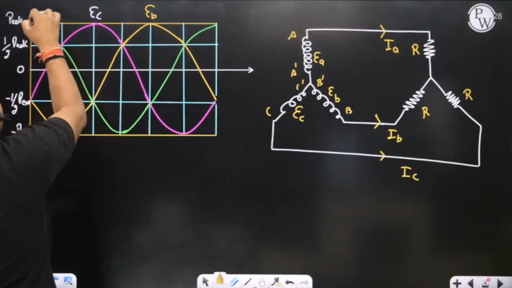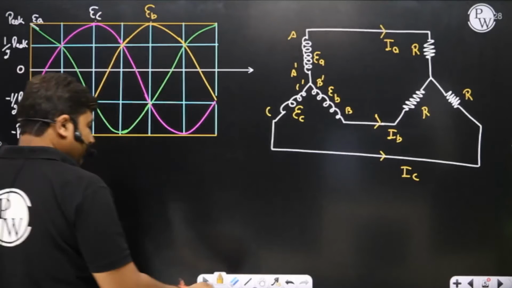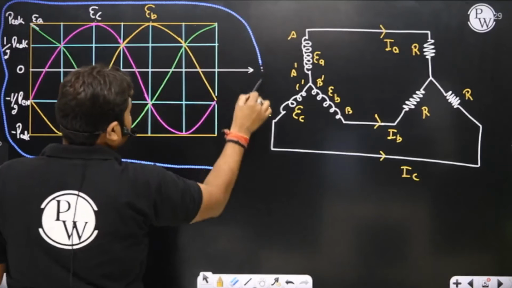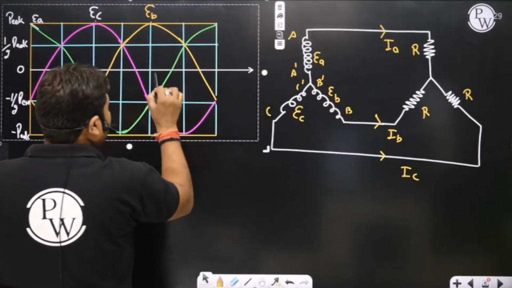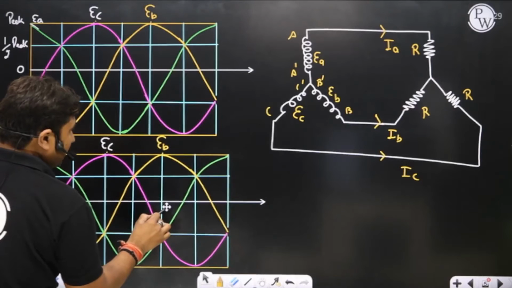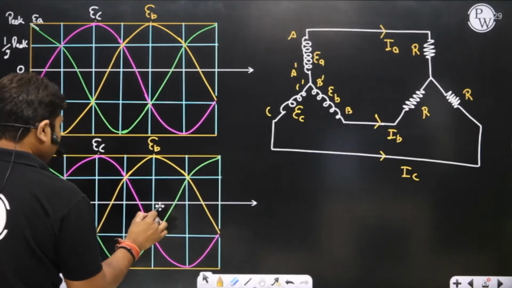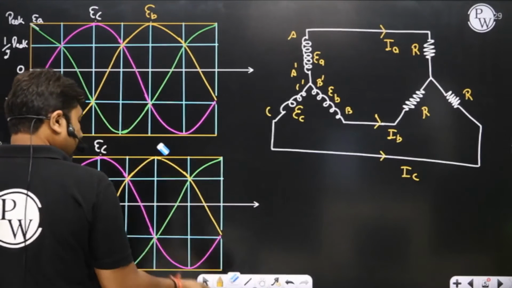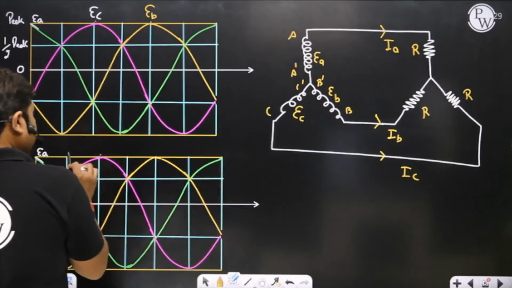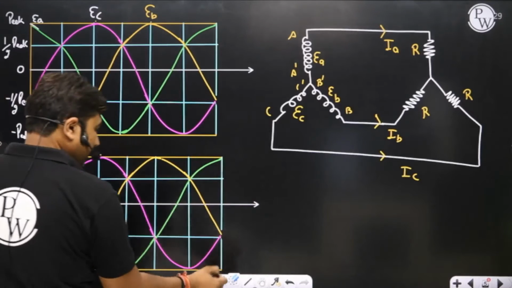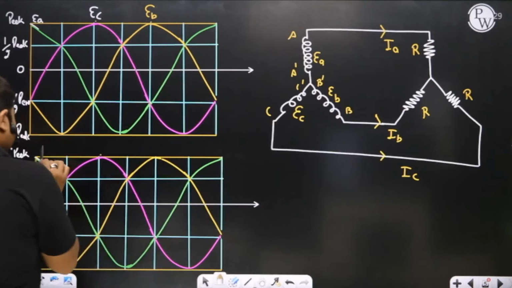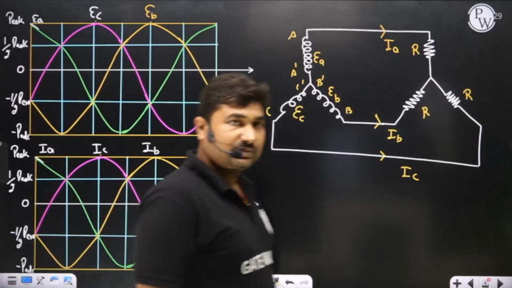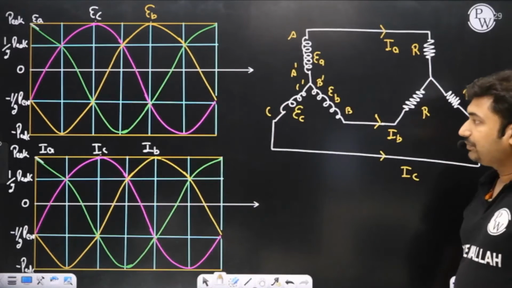Since EA, EB, and EC peak magnitudes are the same, IA, IB, and IC peak currents are also the same, but they are displaced in time with each other. Is it okay? So I can represent here IA, IC, and IB.